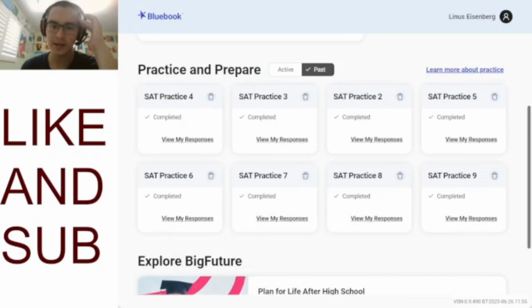Hi guys, so today I'm going to show you guys how to get an 800 on the math section of the SAT. So we're going to use SAT practice number 10 for this. And as you can see, I haven't taken SAT Practice 10 yet. So I'm going to skip through the entire English section because we don't care about that. I'm going to explain what I'm doing to get the answers in the math section, and then I'm going to show you my score to prove that it worked.